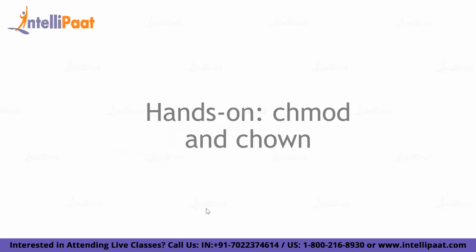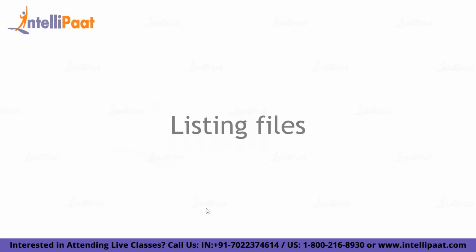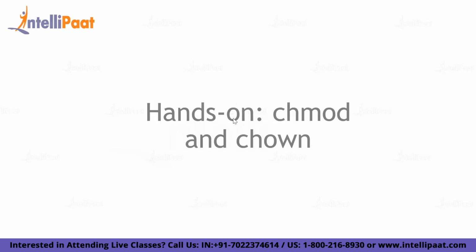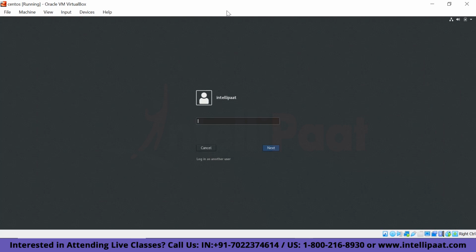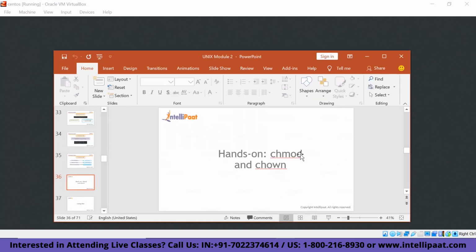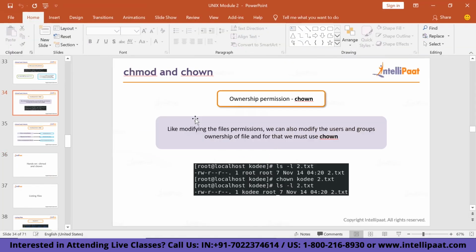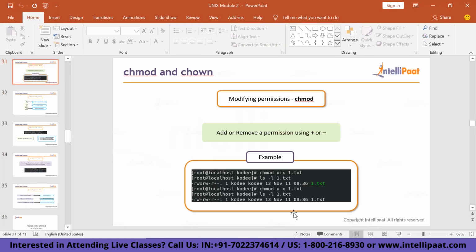Now hands-on chmod and chown. Let us do this in the console. Let us proceed with the hands-on part. So let me open my, it's just a little bit slow. I'll just restart it. So I've restarted it. Okay, now let's get started with chmod and chown. I'll open the terminal, then we'll execute a few examples of how you can use chmod and how you can use chown. So here we'll do the chmod part first.